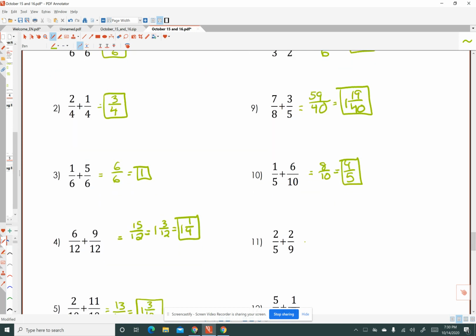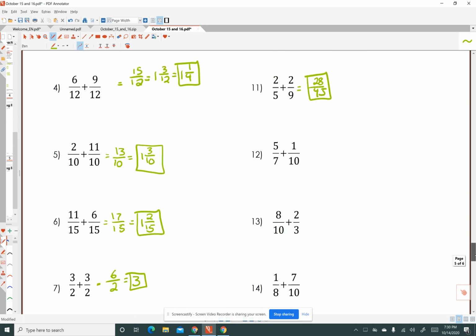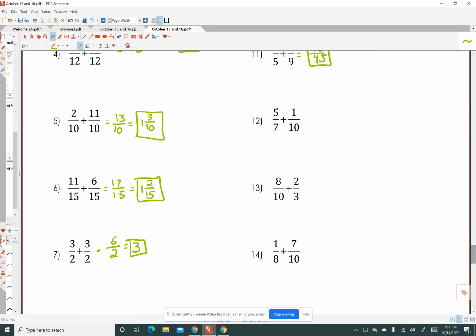Number 11, your new denominator will be 45, so you'll end up with 28/45 as your final answer. Number 12, I'll do that one out for you.